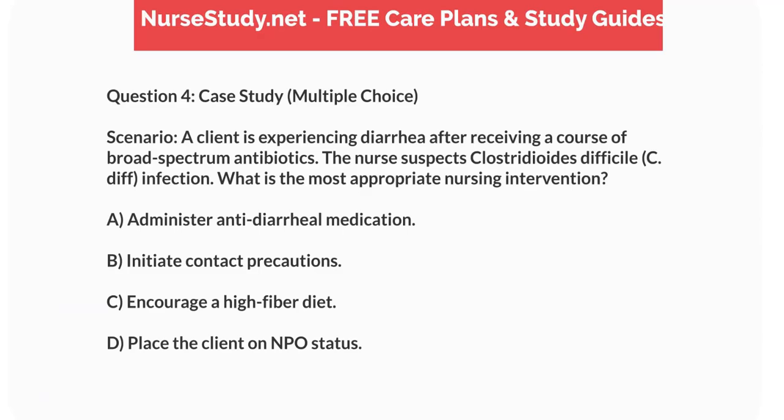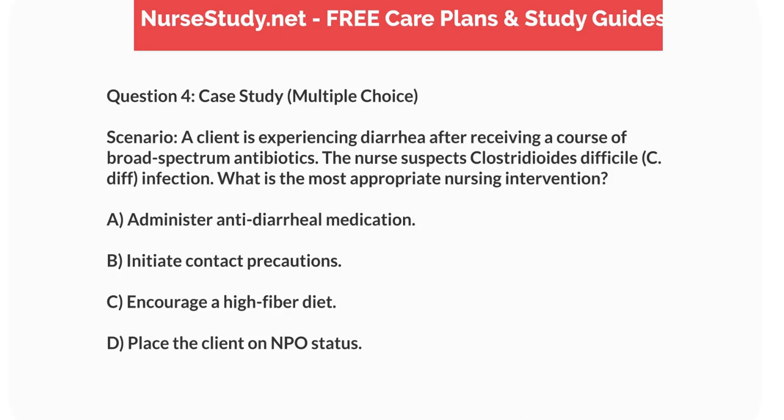Question 4. Case study, multiple choice. Scenario: a client is experiencing diarrhea after receiving a course of broad-spectrum antibiotics. The nurse suspects Clostridioides difficile (C. diff) infection. What is the most appropriate nursing intervention? A. Administer antidiarrheal medication. B. Initiate contact precautions. C. Encourage a high-fiber diet.